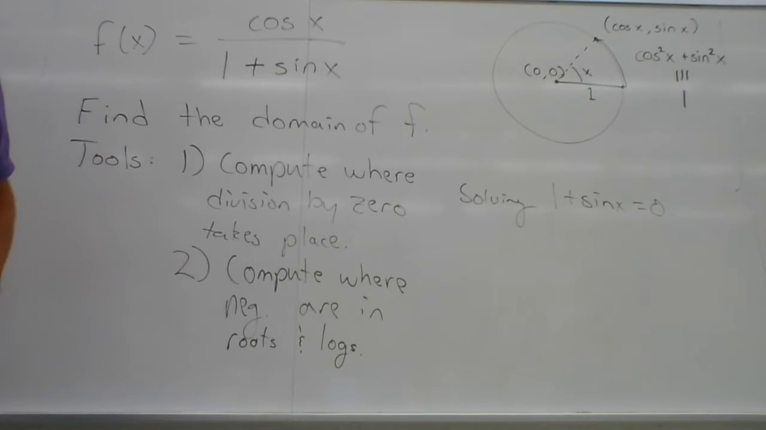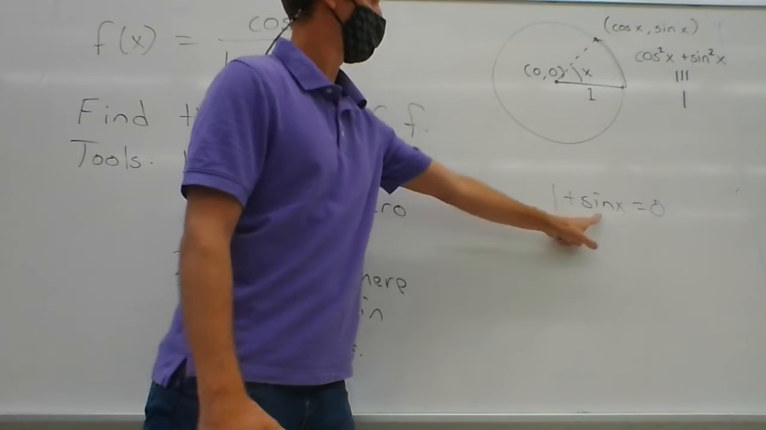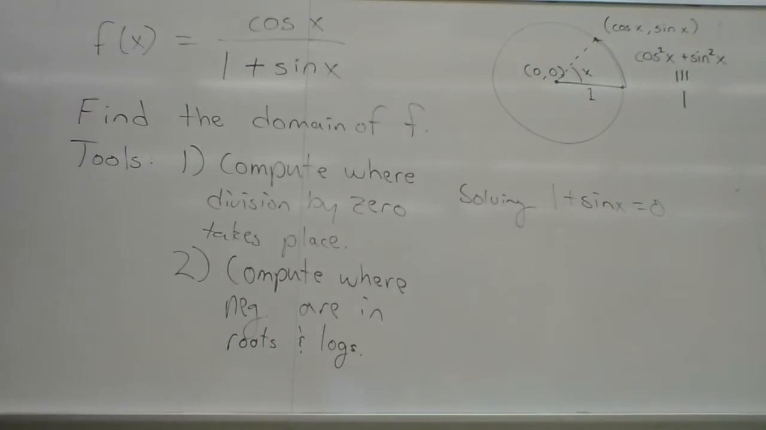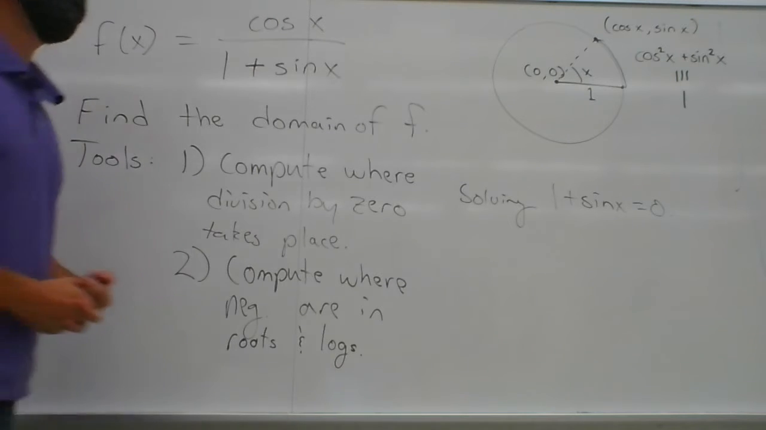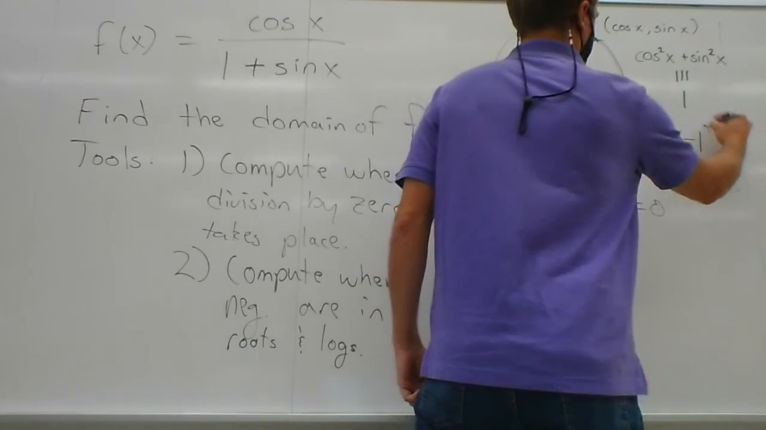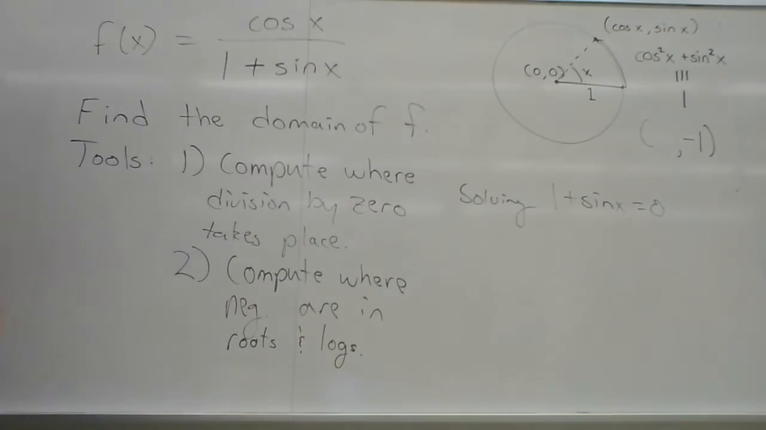Right. So, what are those points on the unit circle where we have division by zero? Well, that's where we have sine of x equaling negative 1. So sine of x is the y-coordinate, right? So where is the y-coordinate negative 1? We think about points on the unit circle. We need this to be negative 1. What's the x-coordinate? 0. Has to be 0.